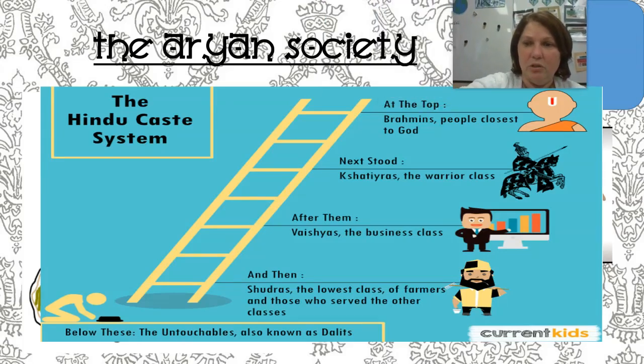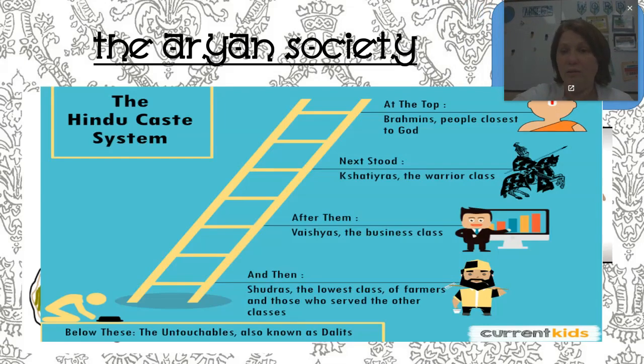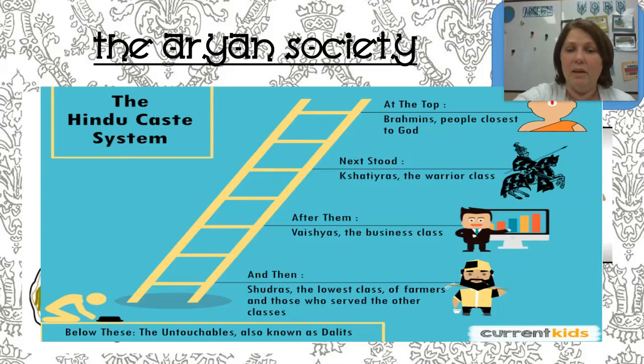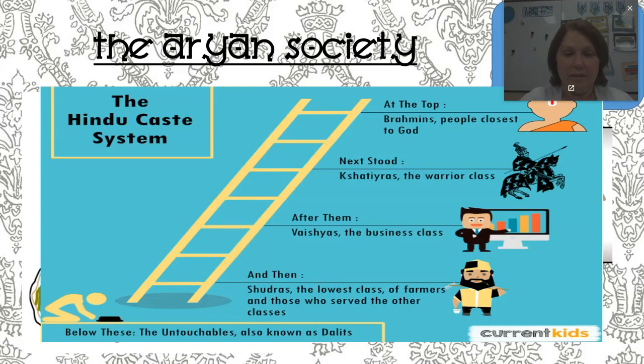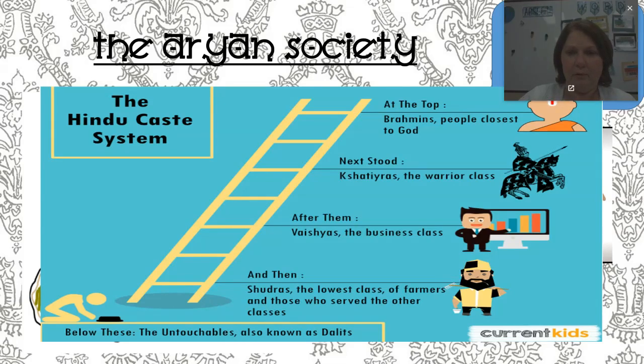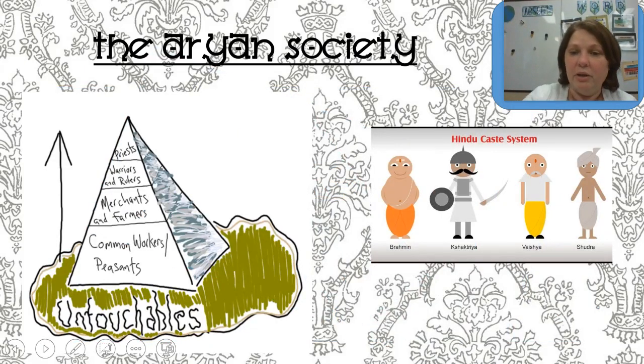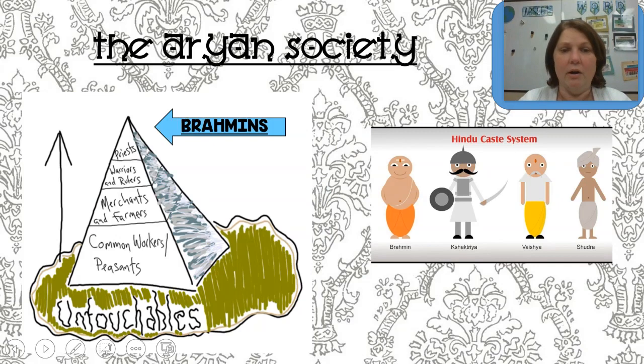And I'm going to show you something special about the Brahmins in just a second. And now the Kshatriyas, that's the warrior class. Then comes the Vaishyas, which is the business class. Then the Sudras, which is the lowest class of farmers, and those that serve other classes. And down the very bottom are the untouchables, and they are not even on the social pyramid. So let's check that out. Here we are. Here's our Hindu caste system again. Now we need to fill in our chart.